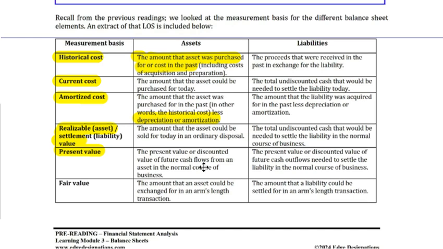Present value: we know present value is when we take the expected future cash flows and present value them to today's date. Obviously, for that, and we'll see that much more in the equities and fixed income section, we will need a discount rate to do that. And fair value is the amount at which the asset or liability could be dealt with in a normal arm's length transaction.